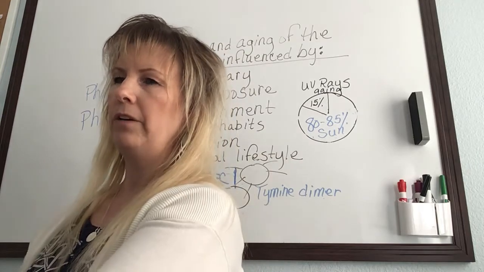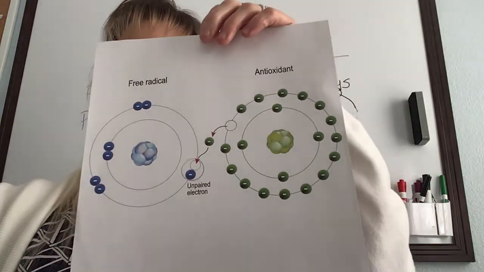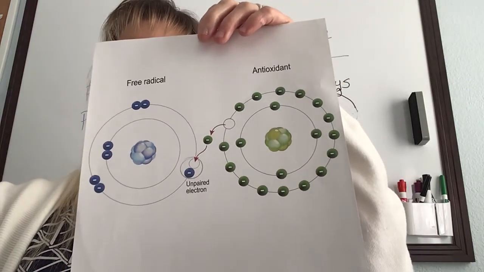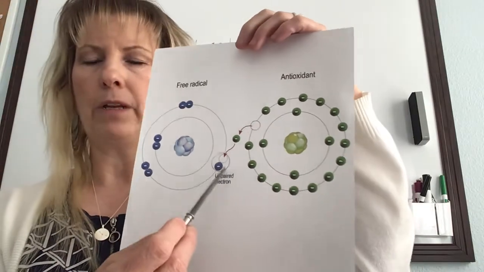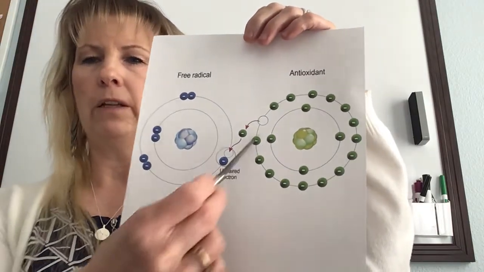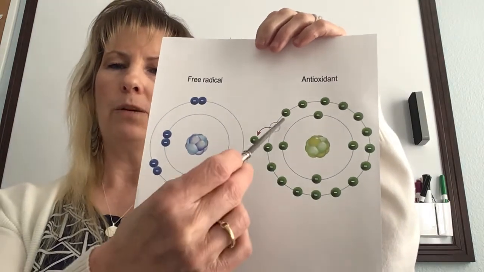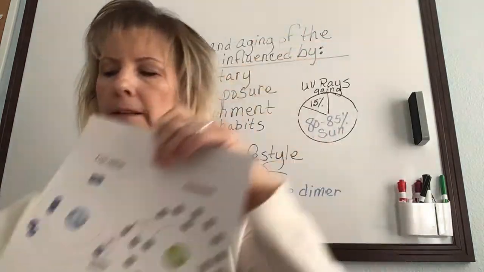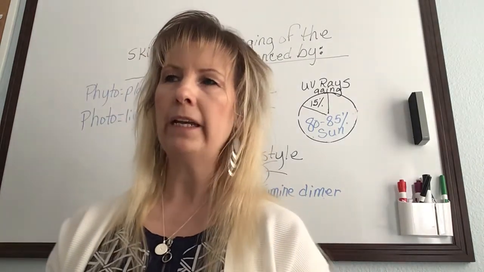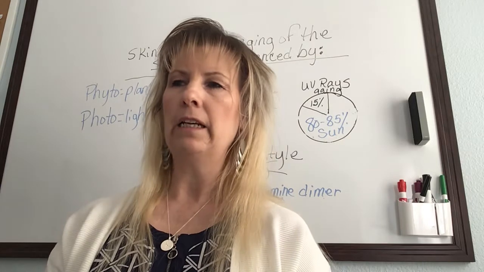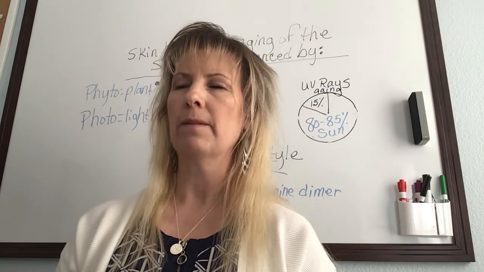Well, we use antioxidants. Here in your textbook, it shows how they donate an electron back to this molecule with unpaired electrons. So we donate the antioxidant. Some of the antioxidant vitamins are A, C, and E, and then there are enzymes that are also antioxidants.